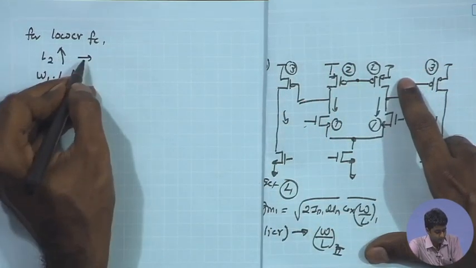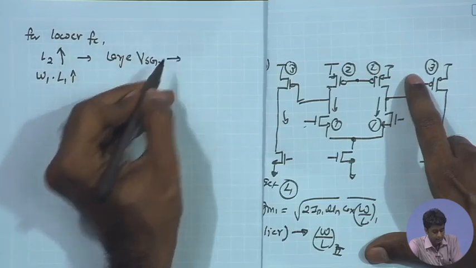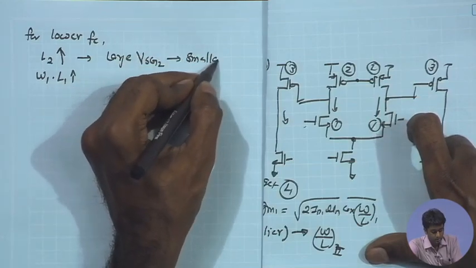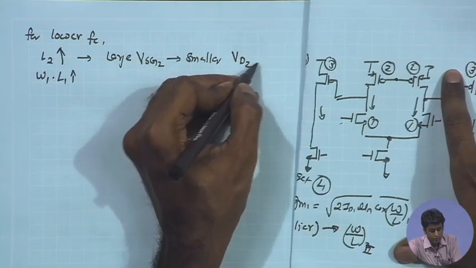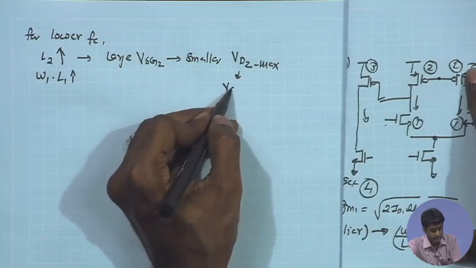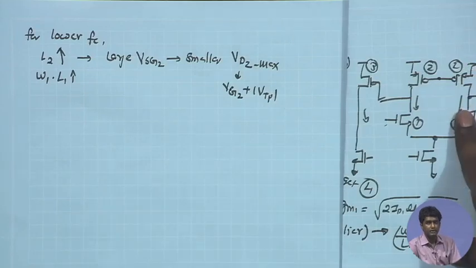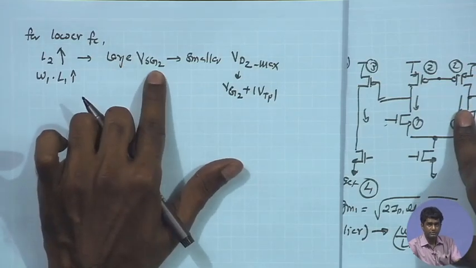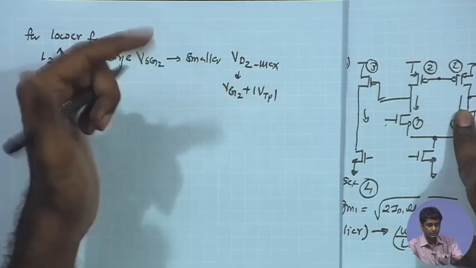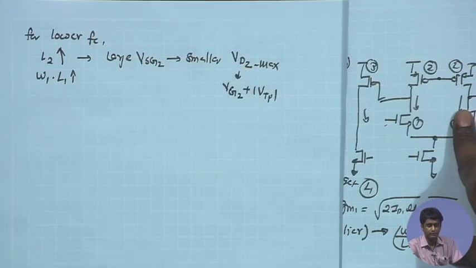larger L means larger VSG2, and that would mean smaller VD2 max, because VD2 max is equal to VG2 plus mod VTP, right. If you are requiring larger VSG, that means smaller VD2 max, because the VD2 max is VG2 plus mod VTP. Larger VSG means smaller VG2 and hence smaller VD2 max.